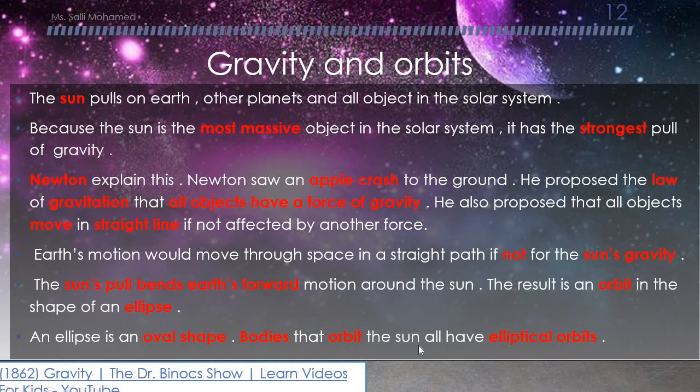So what makes the planets rotate in their elliptical orbits and not move in a straight line in the solar system? It is the gravity of the sun, because the sun is found in the center, and it is what makes all the orbits rotate around it in their elliptical orbits.